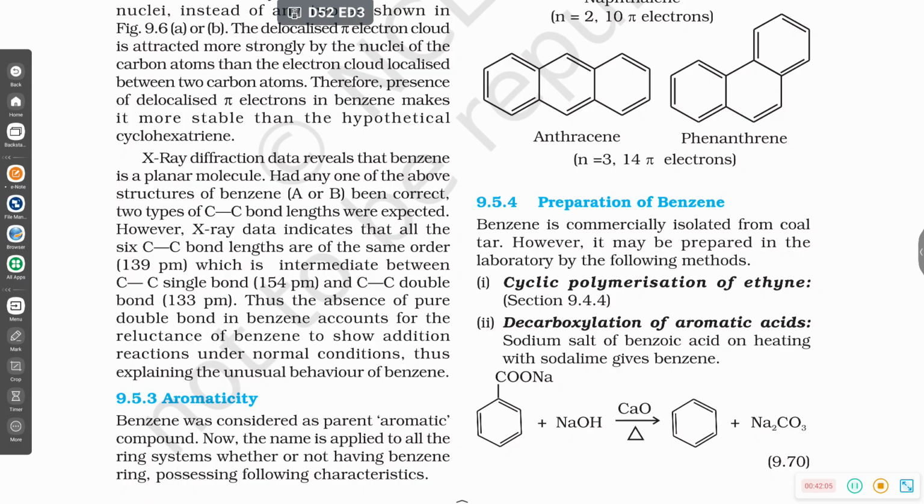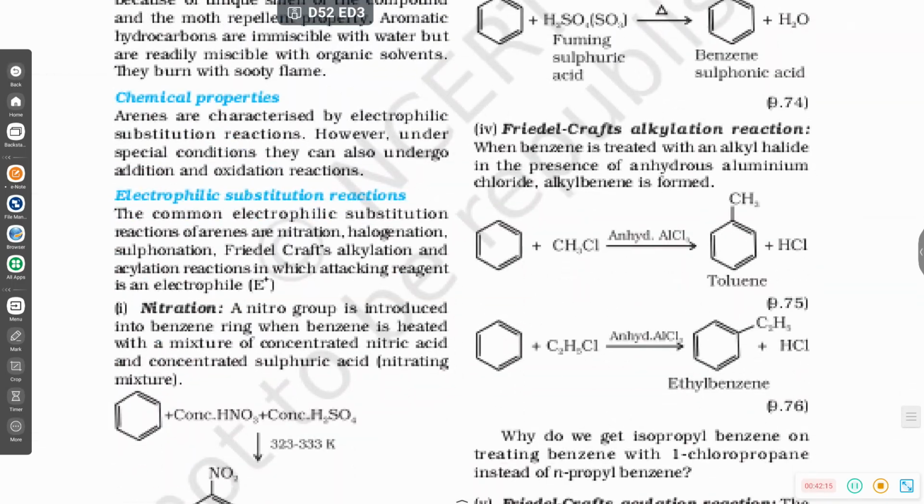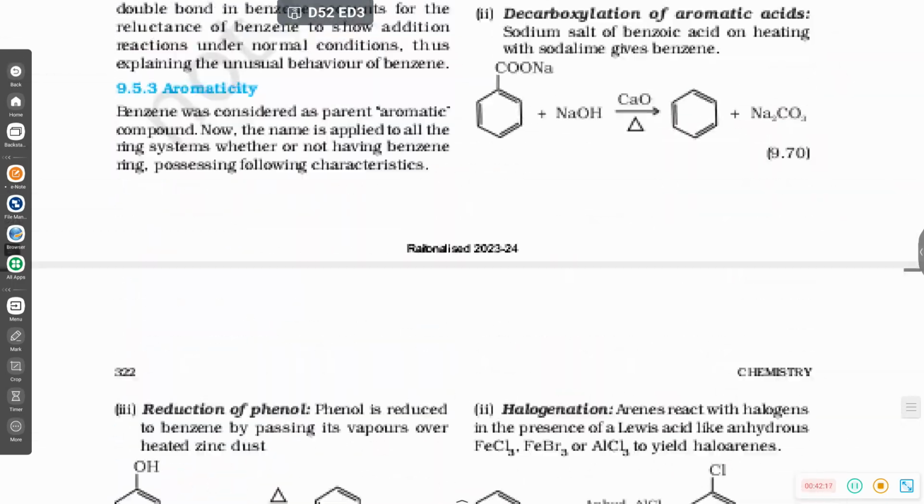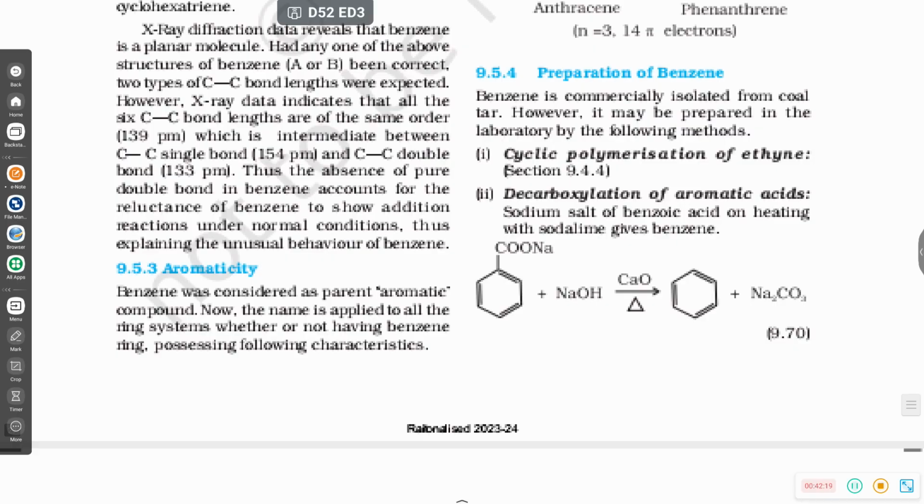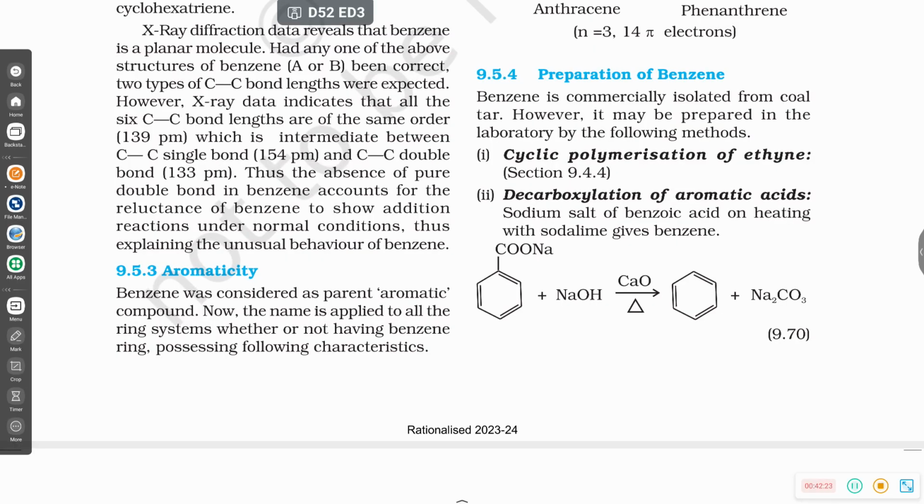Next, preparation of benzene. There are three important reactions they will give. Already one reaction you studied: cyclic polymerization of ethyne. When I send 3 moles of ethyne through a red hot tube, we get benzene.